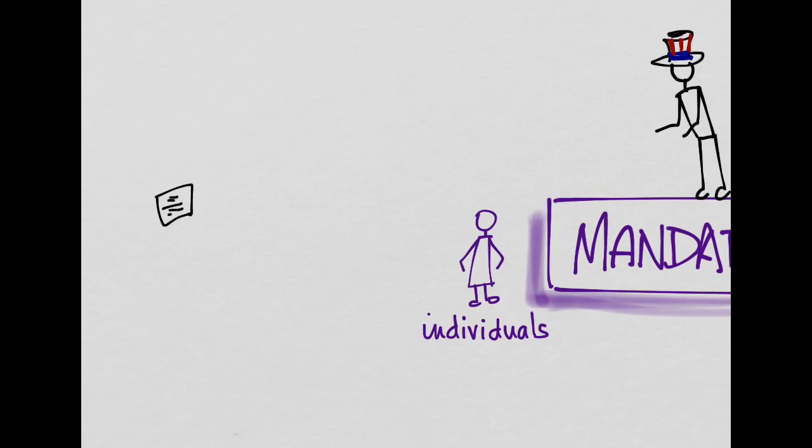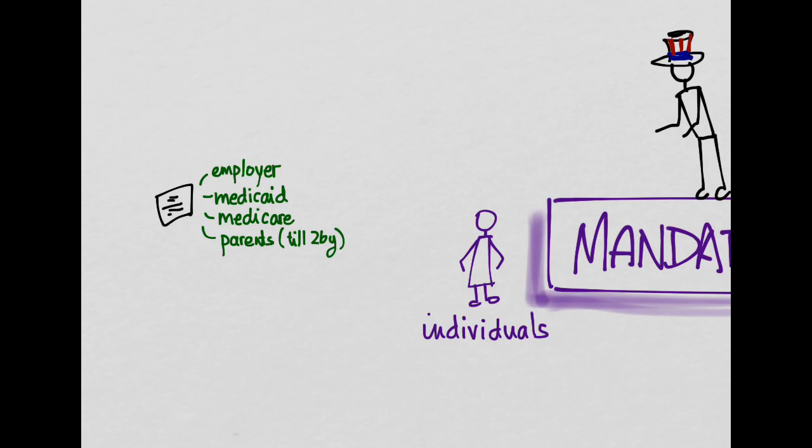If you don't already have a policy, either through your employer, Medicaid, or Medicare, or maybe you're on your parents' insurance, because now you can stay on your parents' insurance all the way up until the age 26. Or people who are in jail. I'm guessing people in jail have pretty good jail insurance. So if you don't already have insurance through one of these means, then you are required to buy insurance.